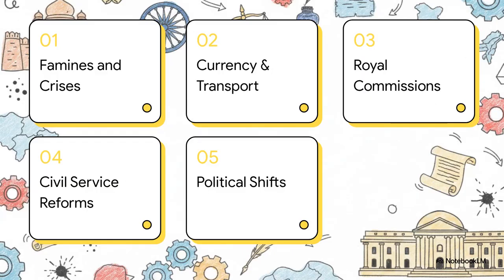So, here's our roadmap for the explainer. We'll be looking at 1. Managing famines and crises. 2. Shaping currency and transport. 3. The Royal Commissions. 4. Reforming the civil service. And 5. Political shifts and pacts.